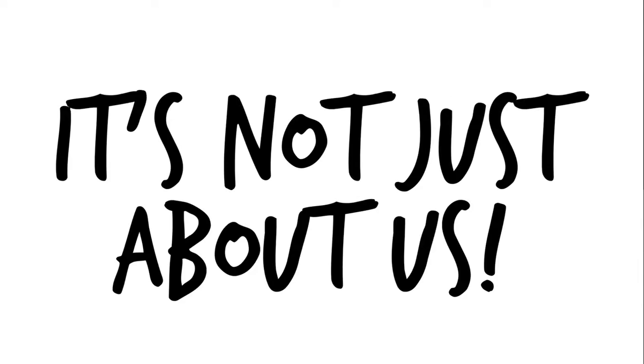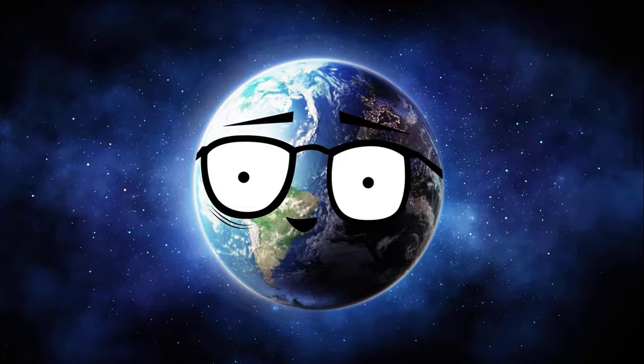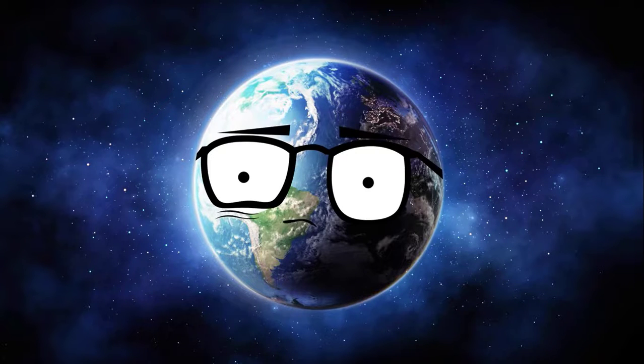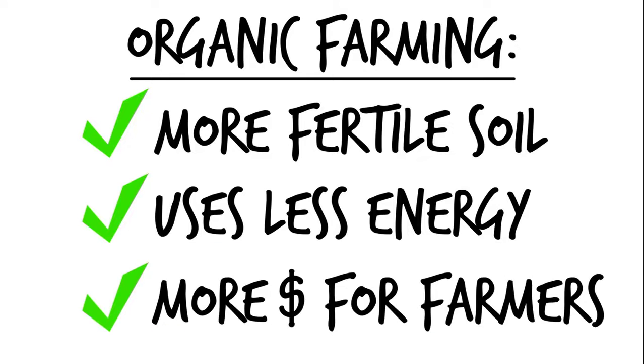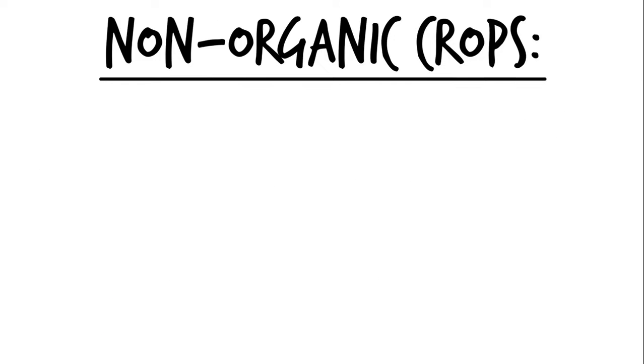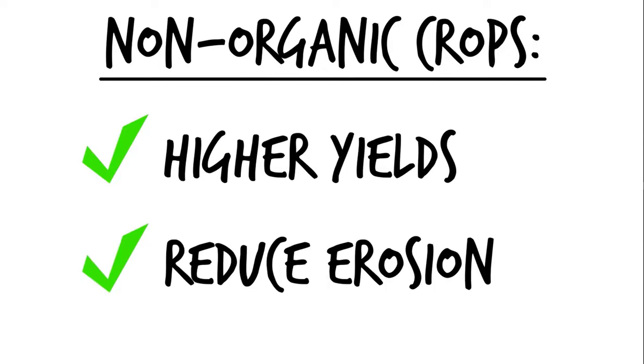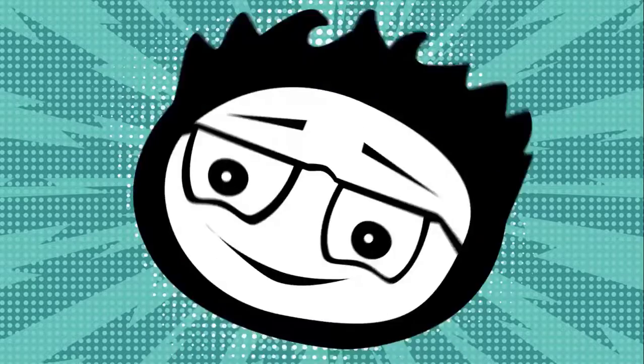But it's not just about us. Is organic food healthier for our planet? Unfortunately, there's no real clear-cut answer to this question. Organic farming has more fertile soil, uses less energy, and is more profitable for farmers. However, non-organic crops have higher yields and help to reduce erosion. It's a bit of a toss-up.